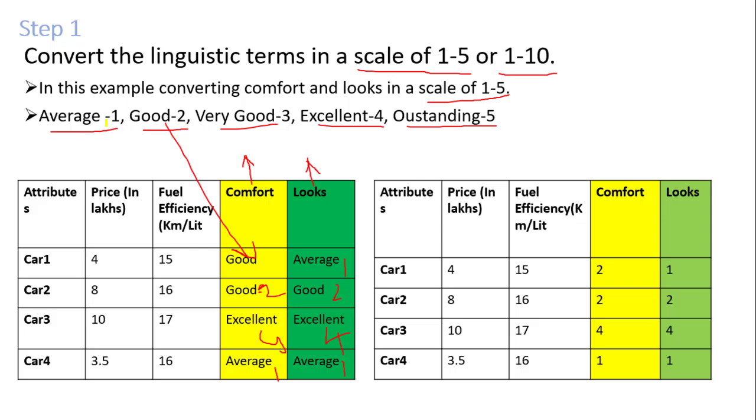So average is 1, good is 2, very good is 3, excellent is 4 and outstanding is 5. So good is 2, then good 2, excellent 4, average 1. So 2, 2, 4, 1. This is step number 1 completed, where we have converted linguistic terms into numeral values.